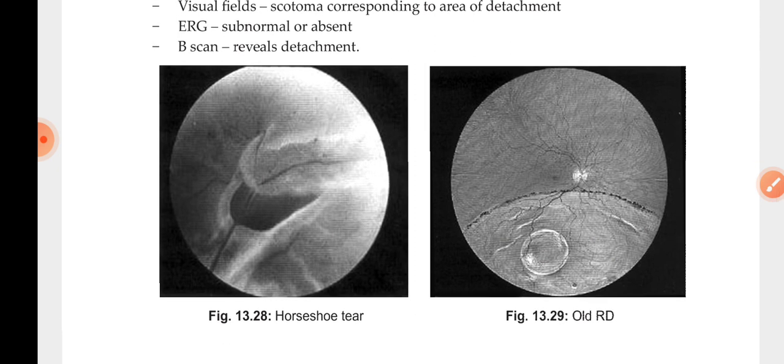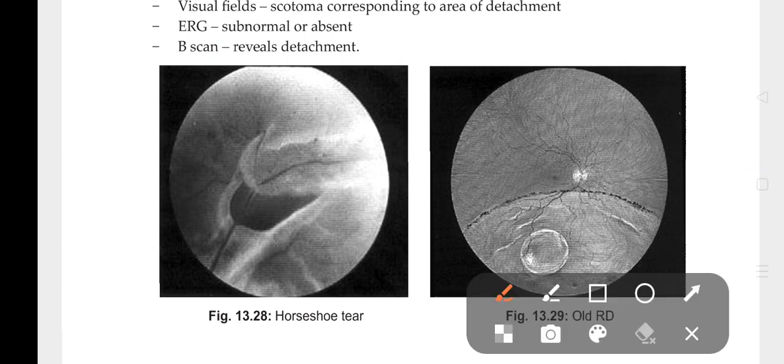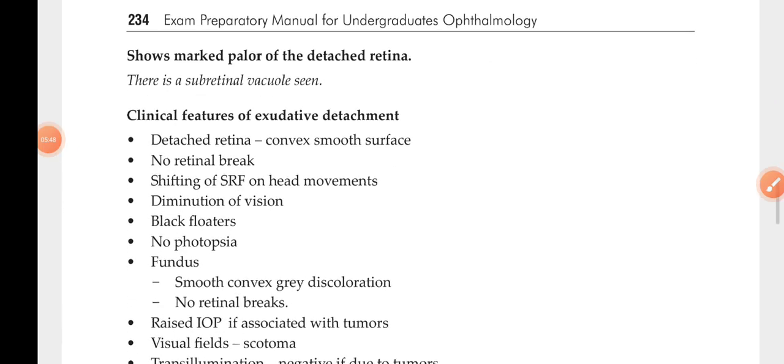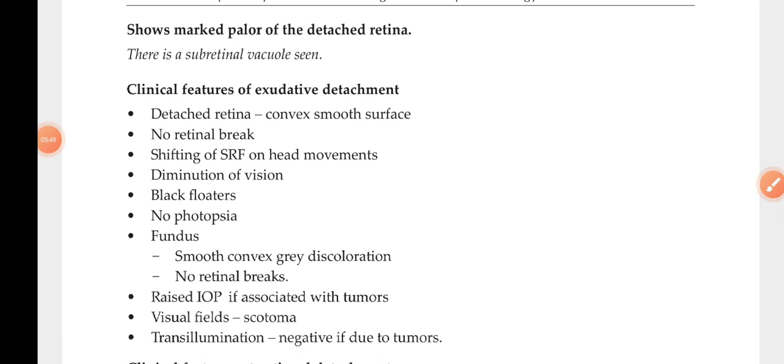You can see a horseshoe shaped tear of the retina in this, and you can see an old retinal detachment. The horseshoe shape shows marked pallor of the detached retina. This is a subretinal vacuole seen.